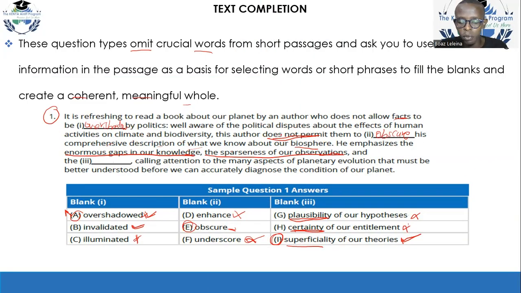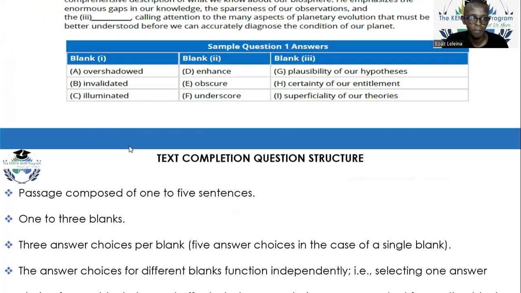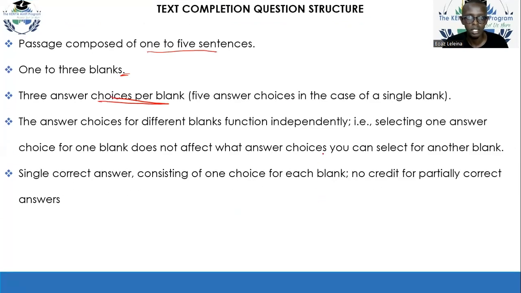All right, let's move on to the next types of questions. What is a text completion question structure? Passages composed of 1 to 5 sentences, as we've just seen. You could have 1 to 3 blanks, so 1 blank, 2 blanks, up to 3 blanks. These questions have 3 answer choices per blank. So for each blank they'll give you 3 answer choices. We've seen here for blank 1, we have 3 answer choices. For blank 2, we have 3 answers. For blank 3, we have 3 answers.